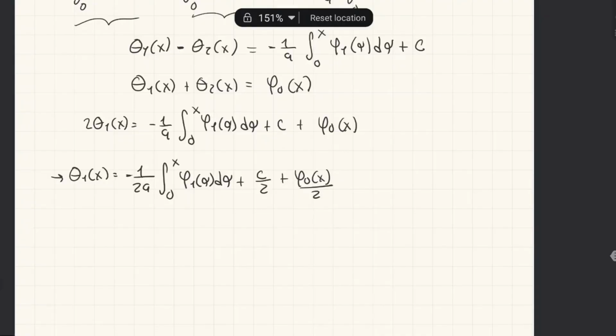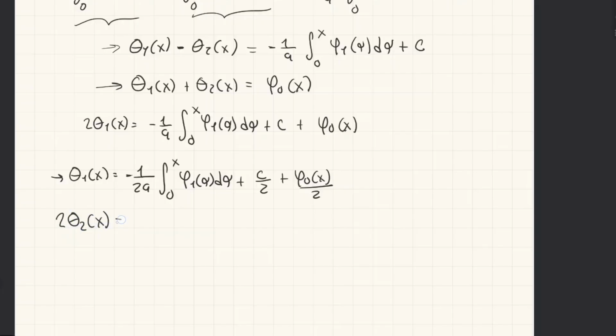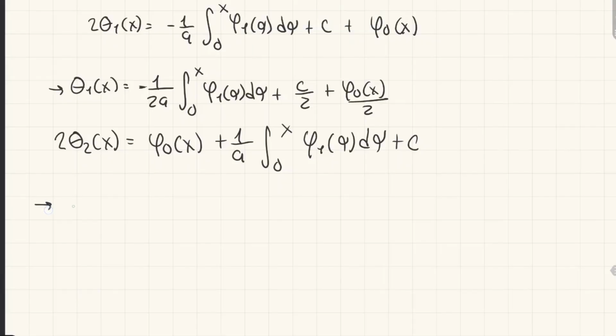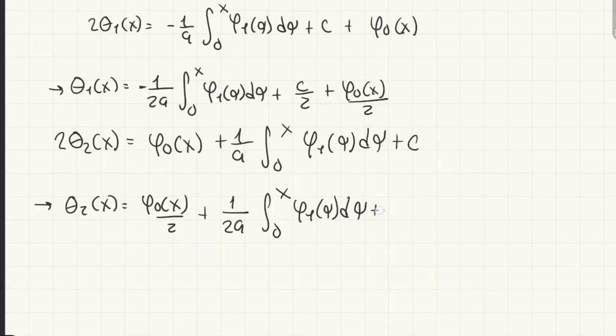Okay, now if we subtract those equations, let's say this one minus this one, we are going to get 2 theta 2 of x equals phi 0 of x plus 1 divided by a, the integral from 0 to x, phi 1 of alpha d alpha plus c. Now from here, we get that theta 2 of x is equal to phi 0 of x divided by 2 plus 1 divided by 2a, the integral from 0 to x, phi 1 of alpha d alpha plus c divided by 2.